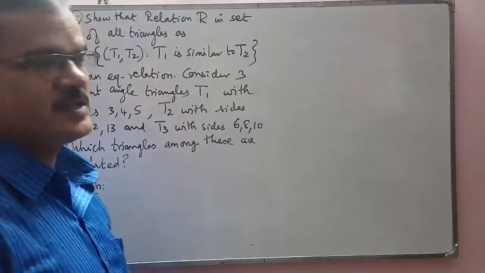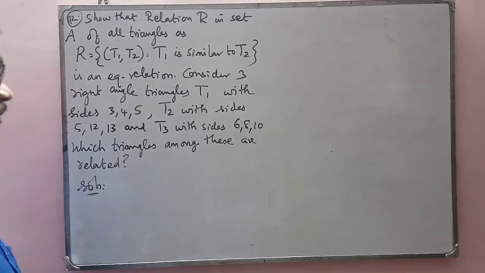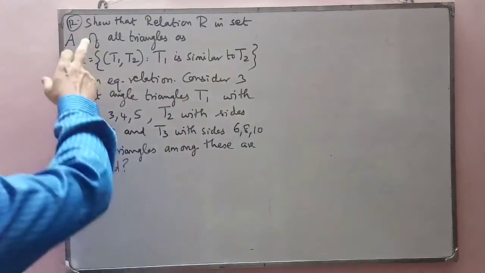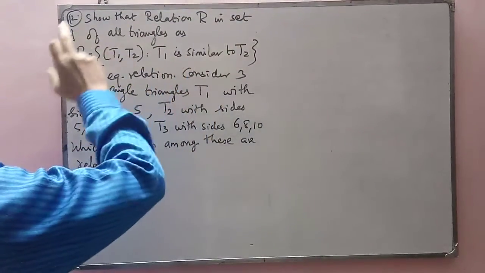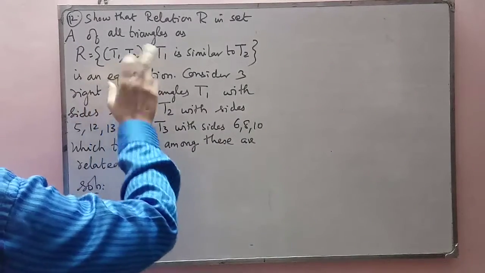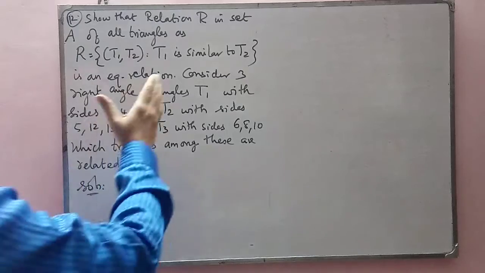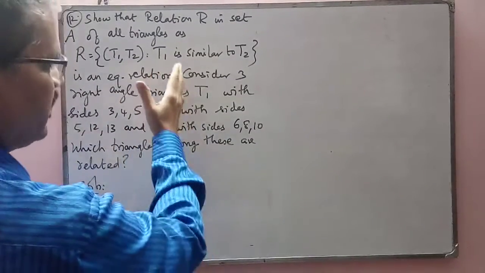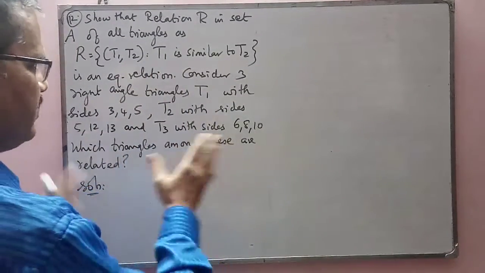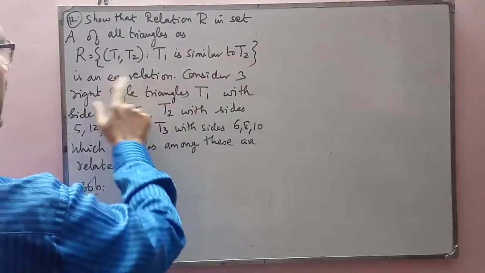We are discussing exercise 1.1, 12th problem, relations and functions chapter. The question says, show that the relation R in the set A of all triangles, defined as R = {(T1, T2): T1 is similar to T2}, where T stands for triangles, is an equivalence relation. Up to this, we will see, children. The question is bigger, but the sum is very simple. So we'll see up to this one. We are going to show that our relation R is an equivalence relation.